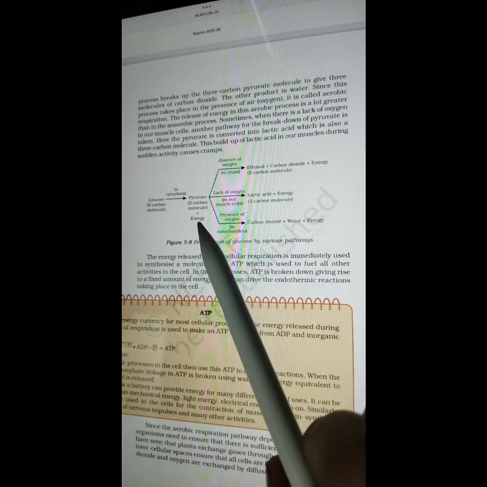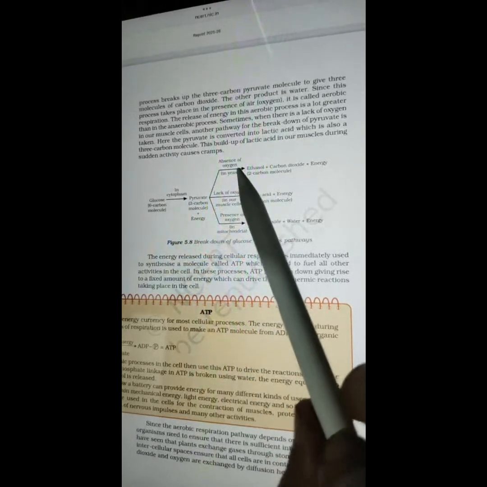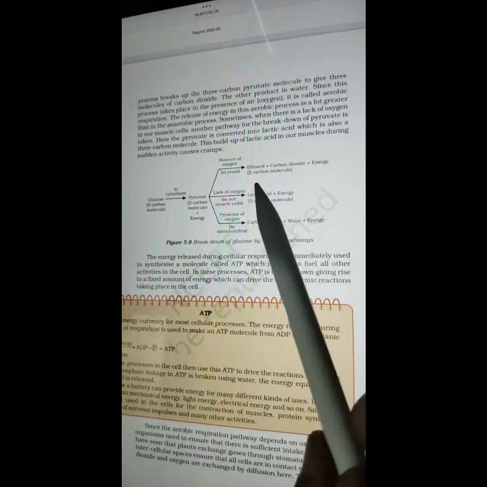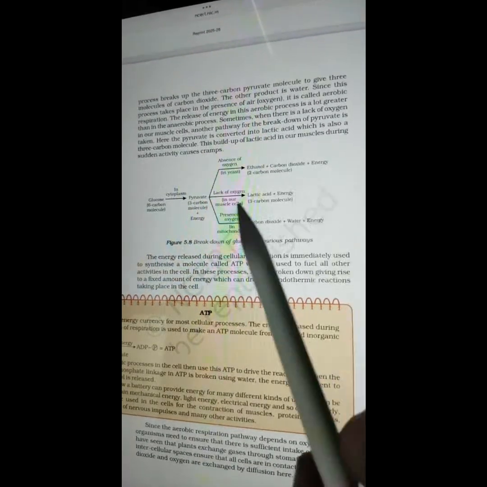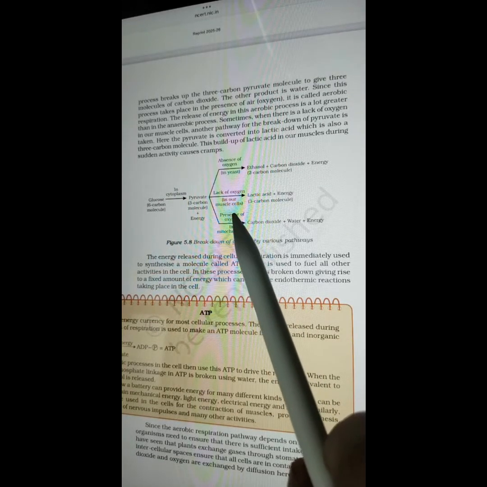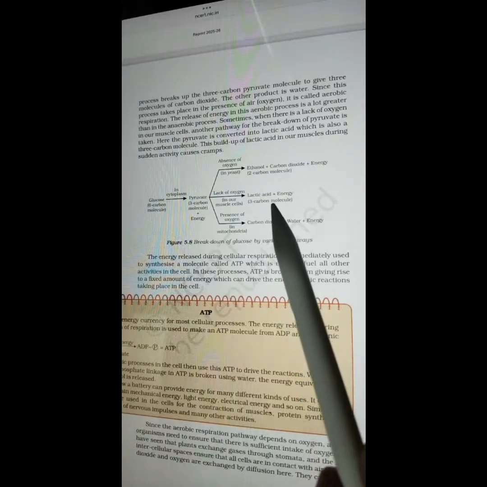Once pyruvate is there, if oxygen is not there in yeast, this process is fermentation and it produces ethanol, which is a two carbon molecule, along with carbon dioxide and energy. If there is no oxygen, but we are talking about human beings where this process occurs in the muscle cells, then lactic acid will be produced along with energy. Point to remember: lactic acid is a three carbon molecule.